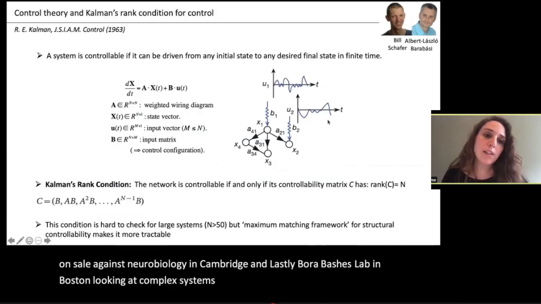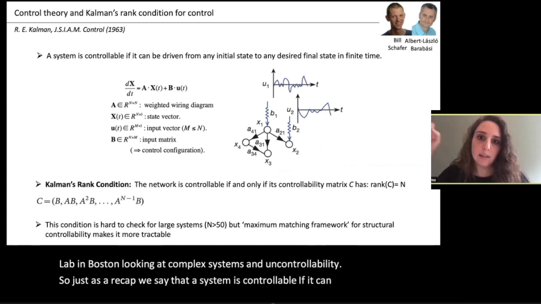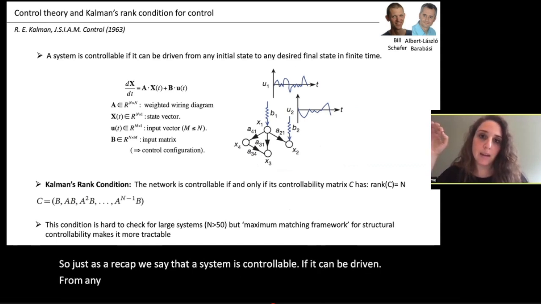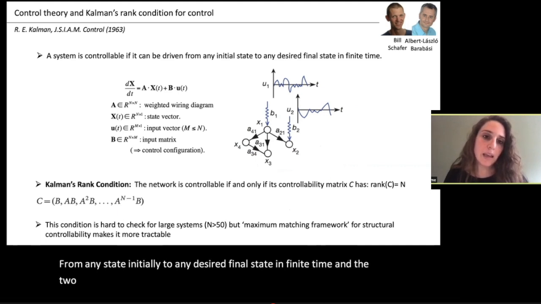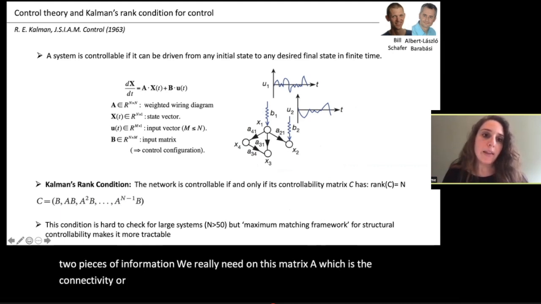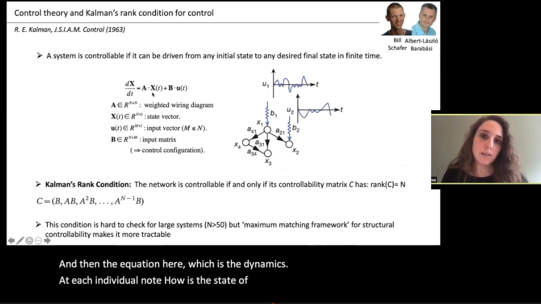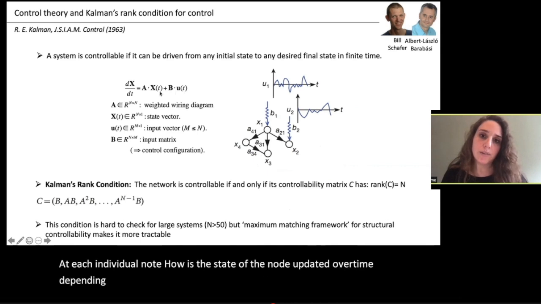So just as a recap, we say that a system is controllable if it can be driven from any state initially to any desired final state in finite time. And the two pieces of information we really need are this matrix A, which is the connectivity or the wiring diagram of the network or the system we're trying to control. And then the equation here, which is the dynamics at each individual node. So how is the state of a node updated over time, depending on external stimulus coming in and the connectivity to the rest of the network.